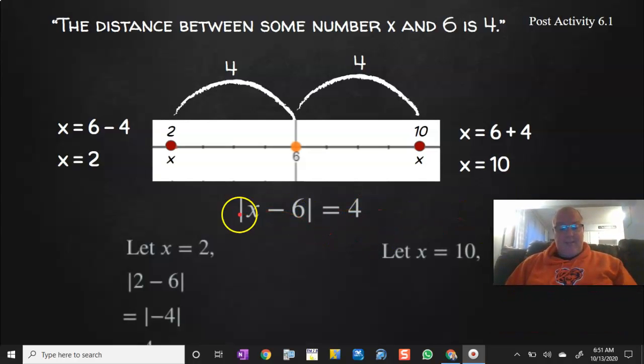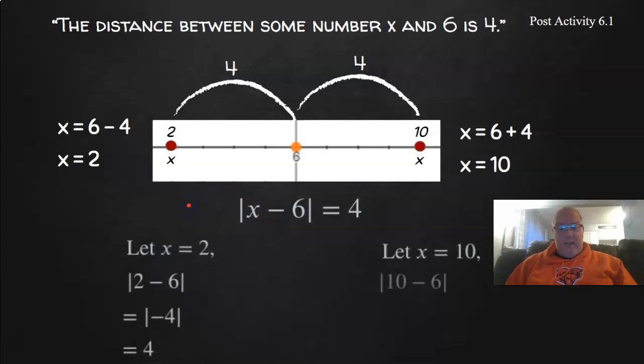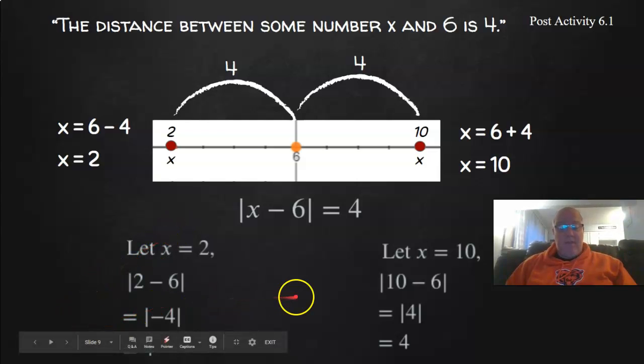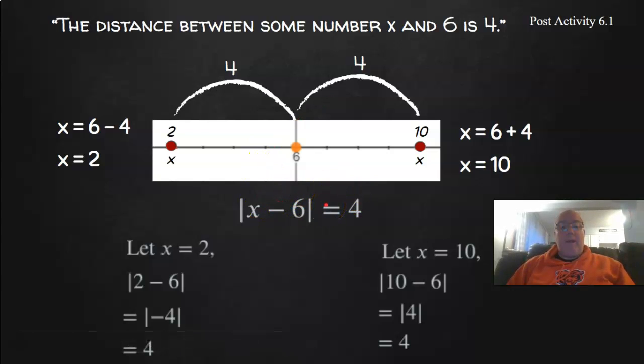When I let x equal 10, I take the absolute value of 10 minus 6, and I want to know, does the absolute value of 10 minus 6 equal 4? That's the absolute value of 4, which of course is 4. So we know that both of these values, 2 and 10, make this equation true. And we did it by understanding conceptually that absolute value represents distance on a number line.